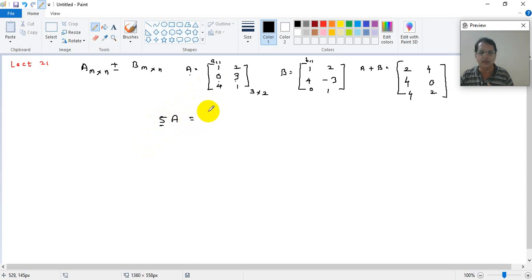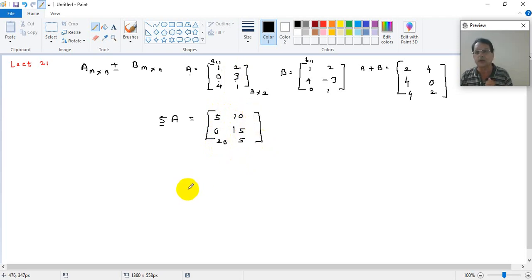So what will be 5A? It will be 5 into 1, so it is 5. 5 into 2, it is 10. 5 into 0, it is 0. 5 into 3, it is 15. 5 into 4, it is 20. 5 into 1, it is 5. So I hope you understood.